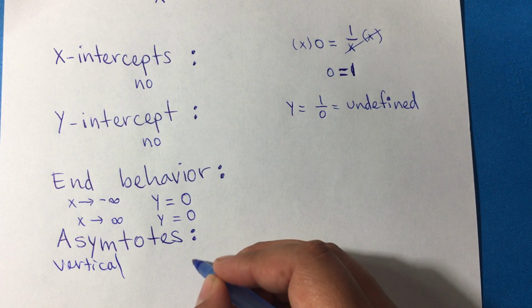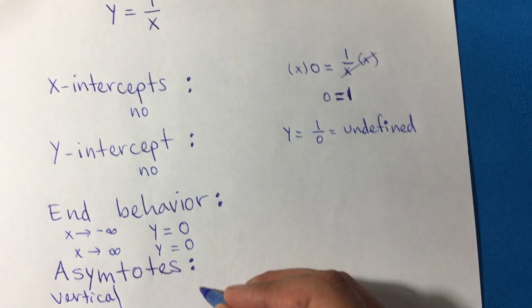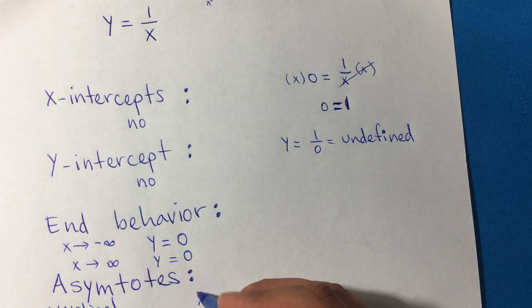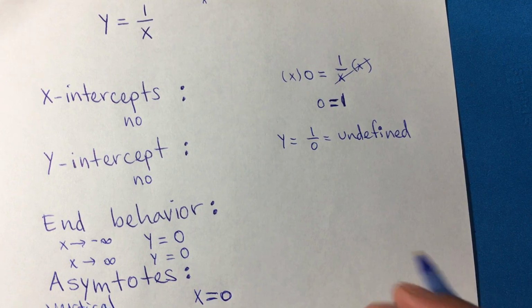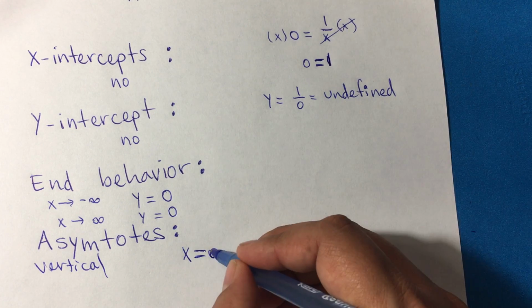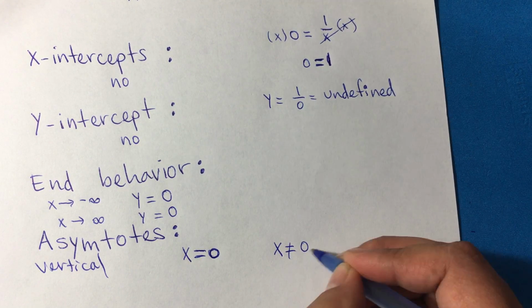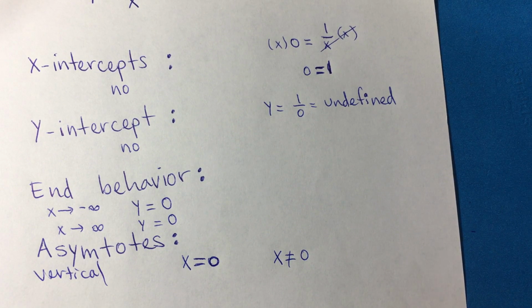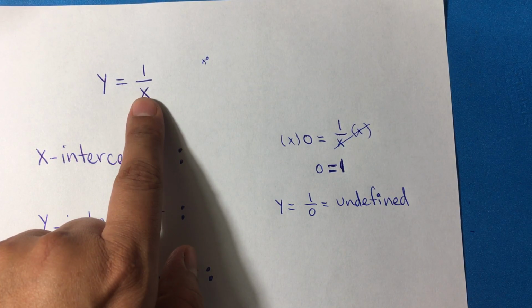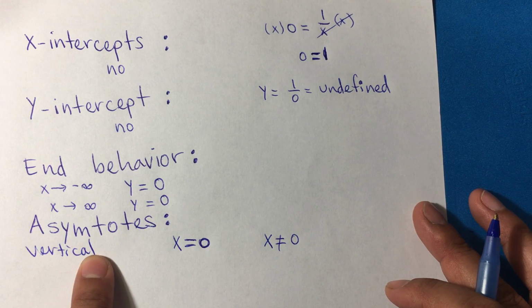For the vertical asymptote, what we need to do is just make the denominator equal to 0 and then start solving, and we say that that's not a possible value for x. So that's where my asymptote is. In this case, x cannot be 0. It cannot be 0. So x is not equal to 0. We cannot have 0 in the denominator, and that's what creates the vertical asymptote.